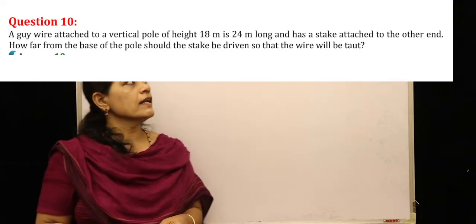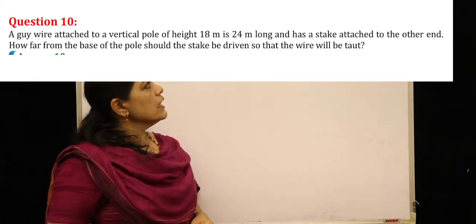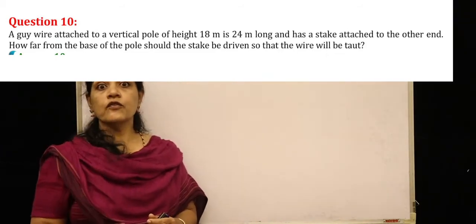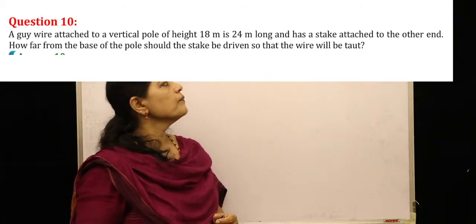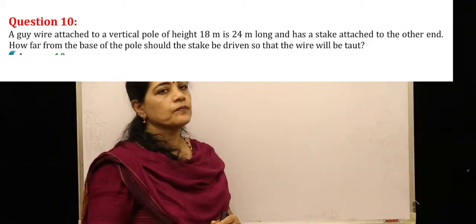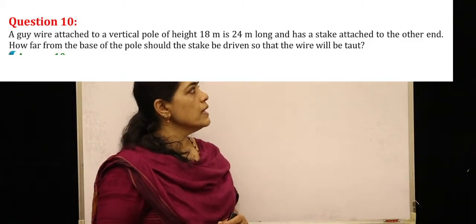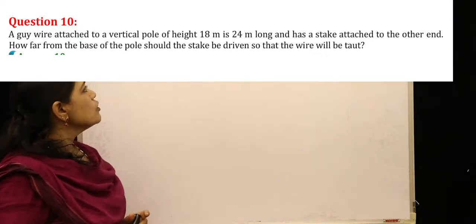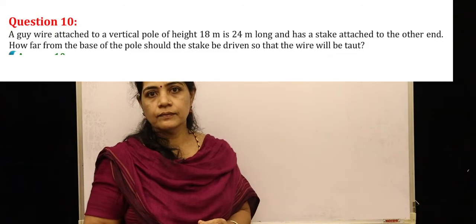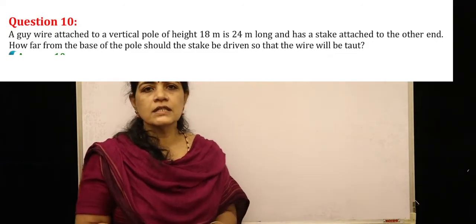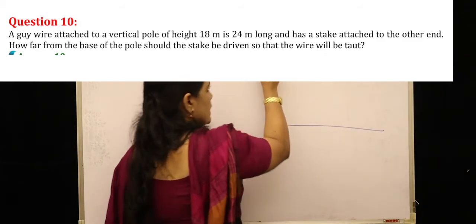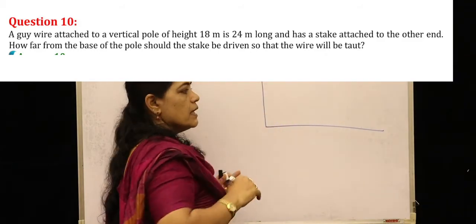A guy wire attached to a vertical pole of height 18 meter is 24 meter long and has a stake attached to the other end. How far from the base of the vertical pole should the stake be driven so that the wire will be taut? Okay, so from the question it is clear, on the ground a vertical pole is placed and a guy wire is attached.